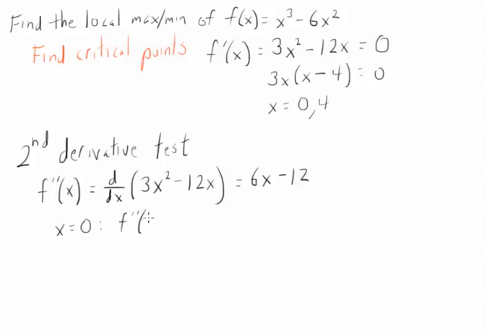f double prime of 0, if I plug that in, will be negative 12. Okay, that is negative. So if my second derivative is negative, my graph is concave down. So that means I'm at the top of a hill. My point looks like that. And so that means what I have here is a local max.